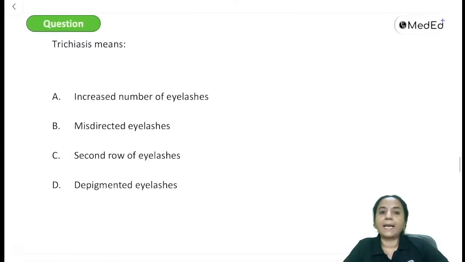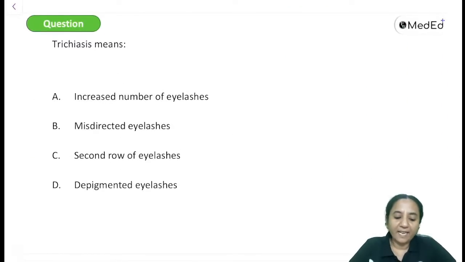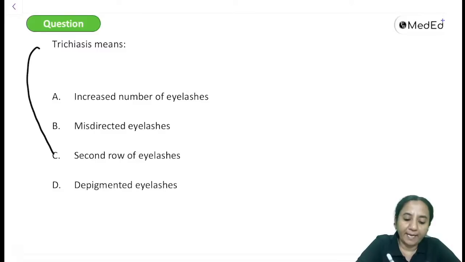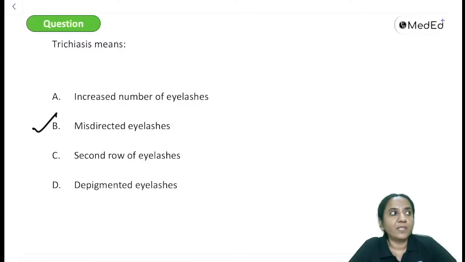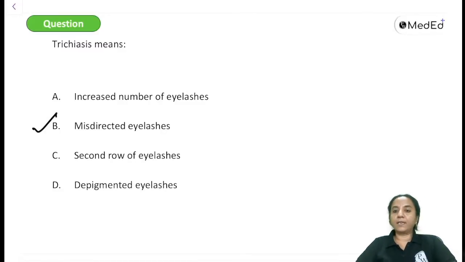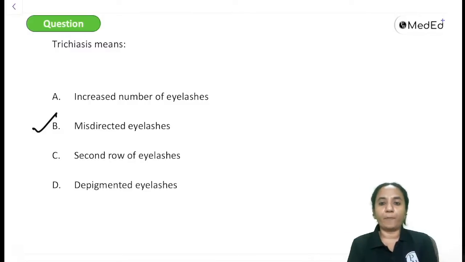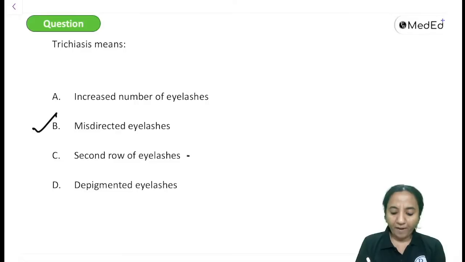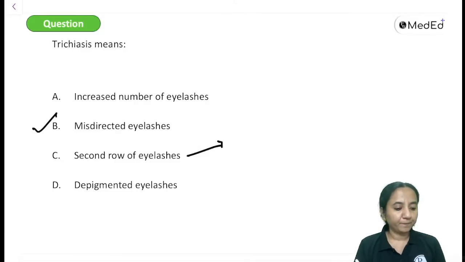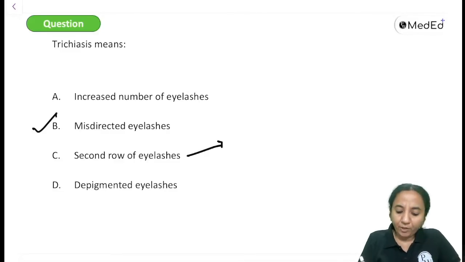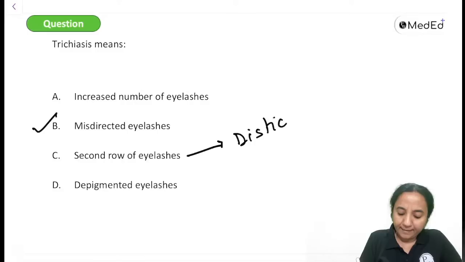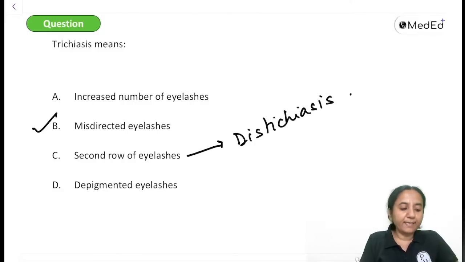Next, what is trichiasis? Trichiasis obviously means misdirected eyelashes. We have learned this in the MacCallan classification, that is in trachoma: follicles, inflammation, scarring, trichiasis, and corneal opacity. Trichiasis means misdirected eyelashes. And what is the second row of eyelashes called? This is called distichiasis.